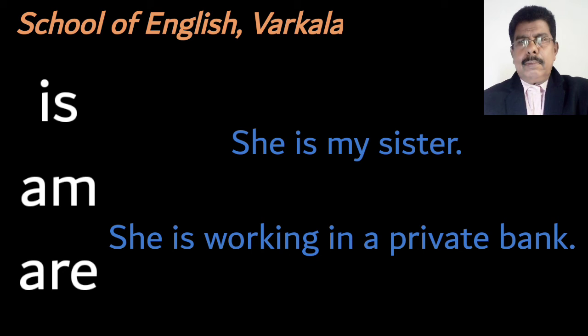Look at the second sentence. She is working in a private bank. Here, working. Work can stand by itself, but working cannot. And is is supporting that verb. Here, is supports the ing form of work in order to frame a full verb, or in order to make it a full verb. So in the second sentence, is is used as an auxiliary verb. It is helping the verbal form working. Okay, now look at another.